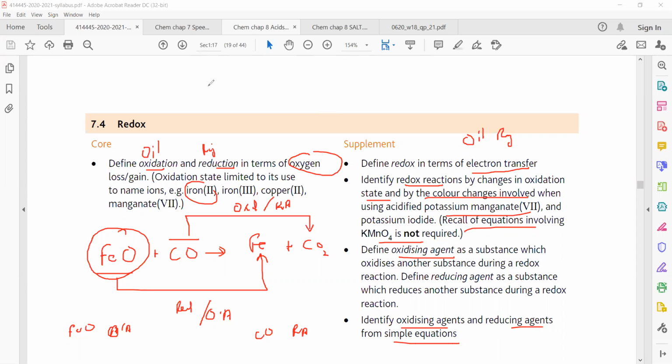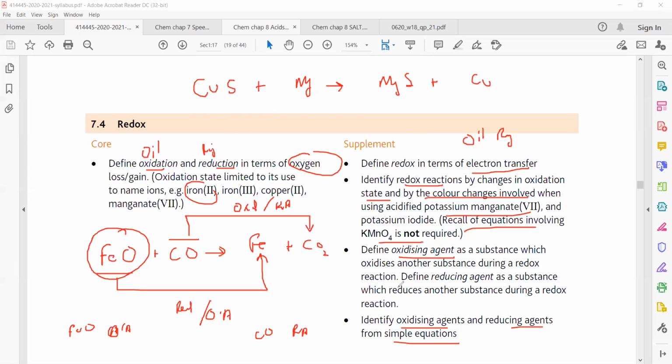For example, if I say you have copper 2 sulfide reacted with magnesium, it gives magnesium sulfide plus copper. So in this equation, we don't have any oxygen involved, so we cannot identify in terms of oxygen.